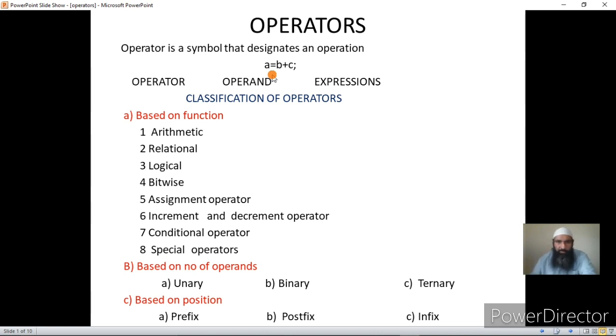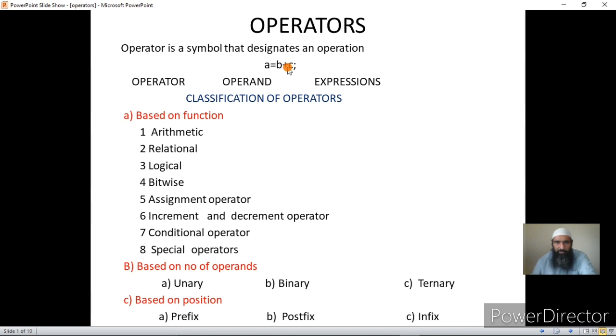Let us take an example. Suppose we have got A equal to B plus C. Here the operator is the plus operator and the operation it designates is addition. Now, the operation of the addition in this case will be performed on B and C.